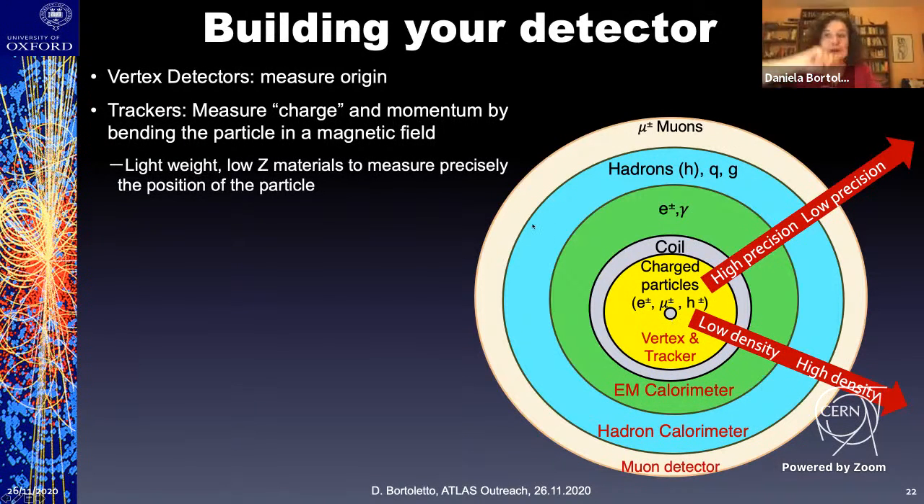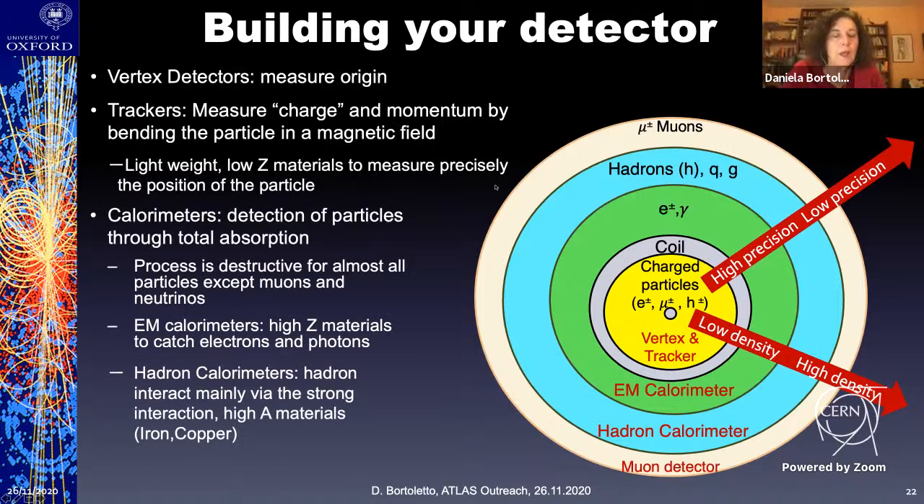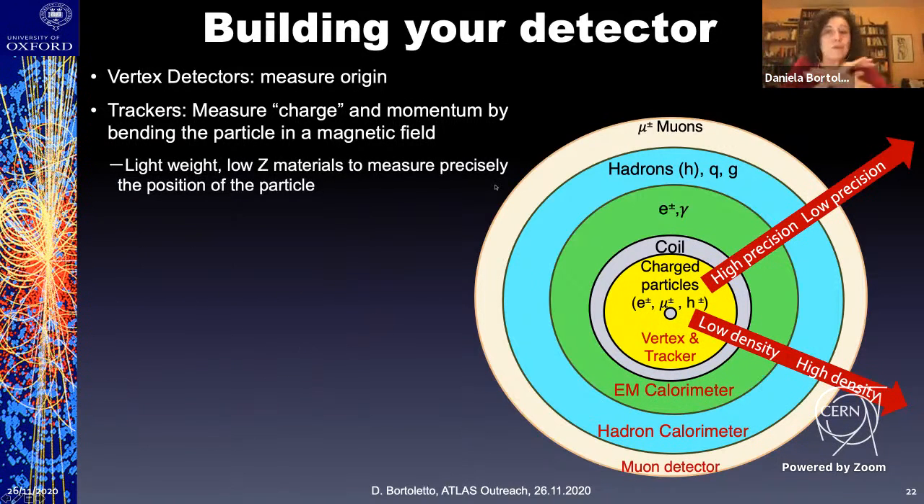Okay, so they curl the particle in the direction perpendicular to the beams. And this detector has to be very light, because you don't want to bend your particle. You want to measure the position very precisely. So they have to be lightweight, low Z materials to measure precisely the position of the particle.